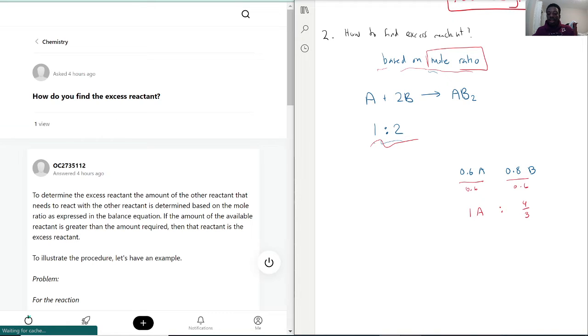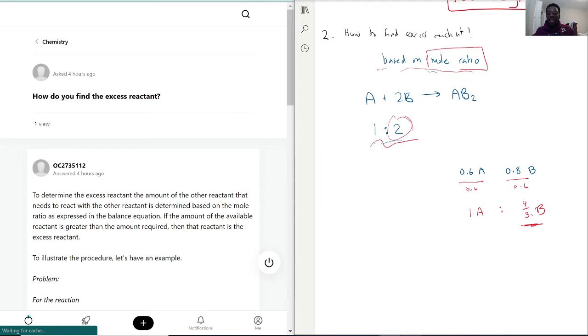Point being though is that as we see here, we have 1A, but it's not the same anymore. It's not 2. It's 4 over 3, which is less than 2. So because, as you see here, the mole ratio isn't the same, right? The side that's slacking here, that's not giving up the amount of moles that it needs, is the B side, because B should be giving 2 moles for every 1 mole of A.